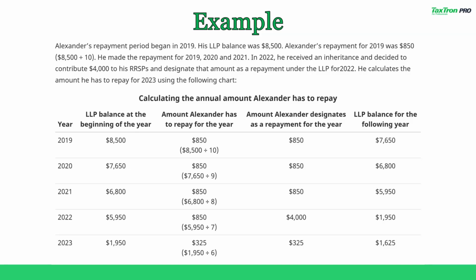As you can see in the screenshot below, based on the $4,000 RRSP contribution, the LLP balance for 2023 is now $1,950. It can be divided by the remaining repayment period of 6 years, to calculate the LLP repayment amount for 2024. Let's see how we can report LLP in TaxTron Web.